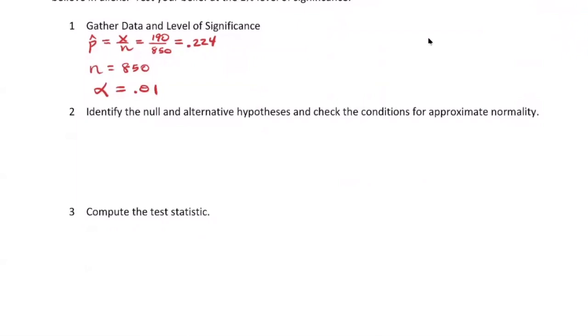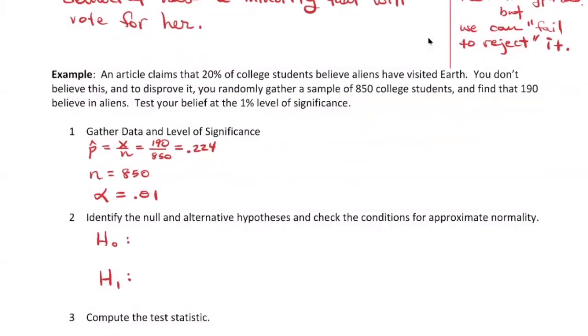You do need to do a null hypothesis again and an alternative. It's easier to do the alternative hypothesis. It says you don't believe what? 20% of college students believe aliens have visited the Earth. You don't believe it. Now, what I don't know is what you do think. You might think it's less than or greater, but I don't know that right now. All I know is you disbelieve it. And so to not believe 20% is to believe it's different, or to believe it's not equal to 20%. So what we're trying to determine here is if the proportion is not 20%.